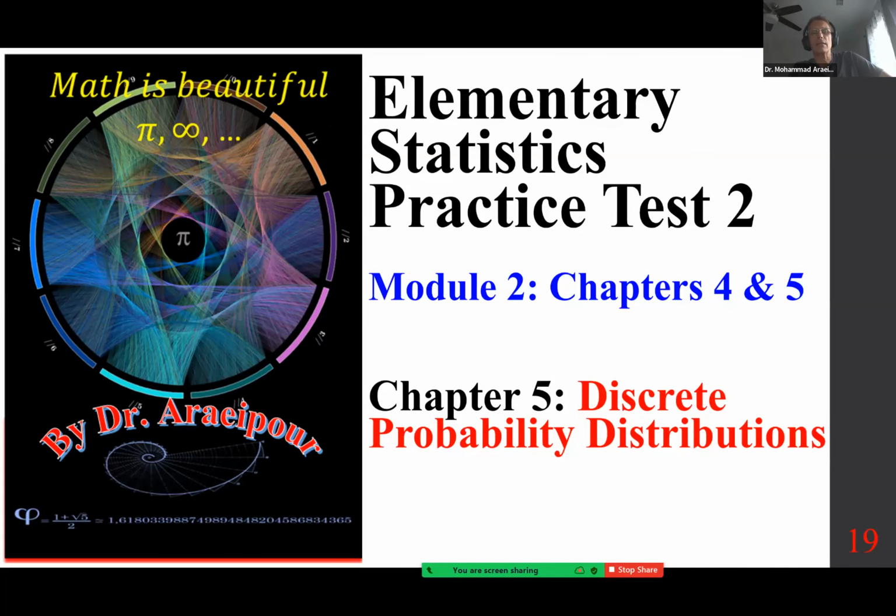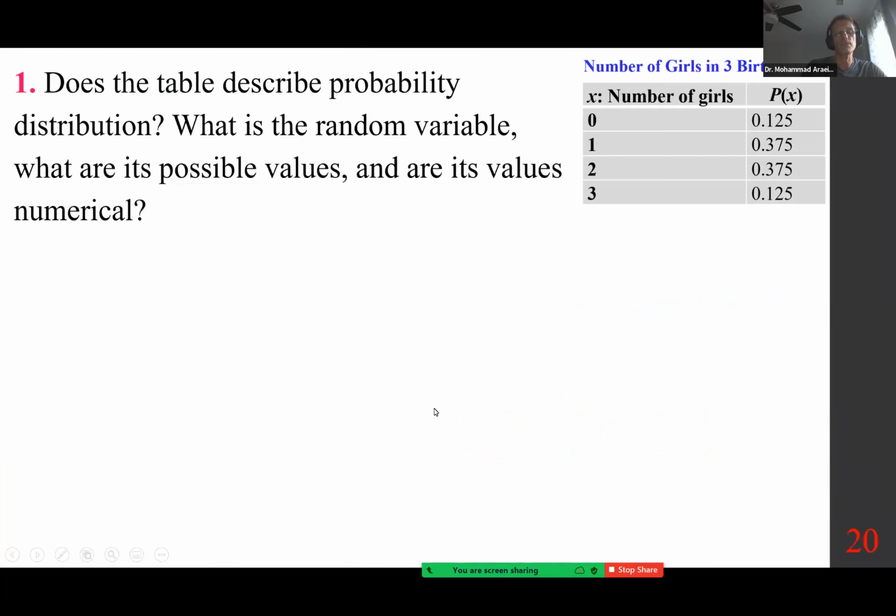Good evening, class. This is practice test number 2, module 2, covering chapters 4 and 5. Here's chapter 5, discrete probability distributions.